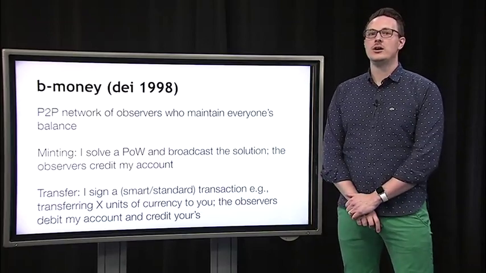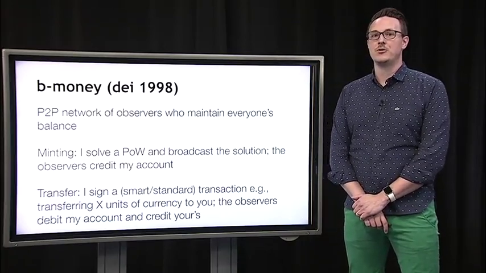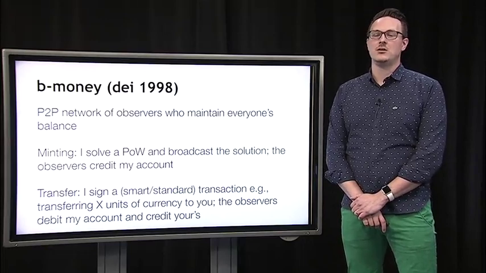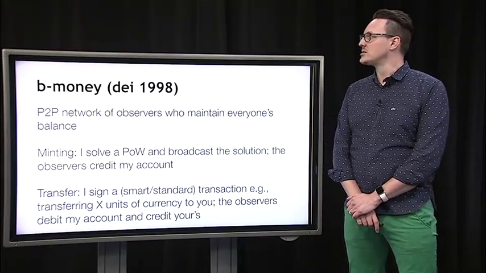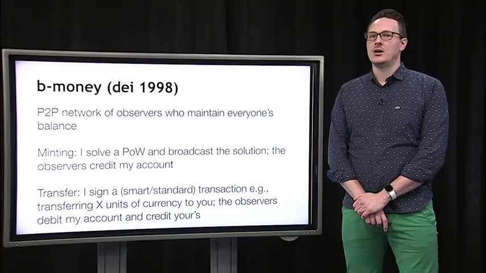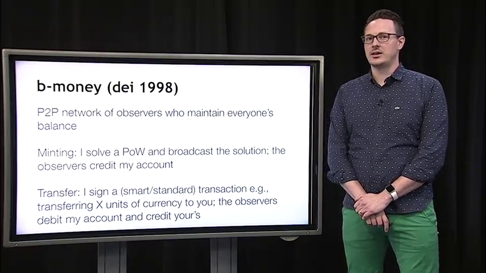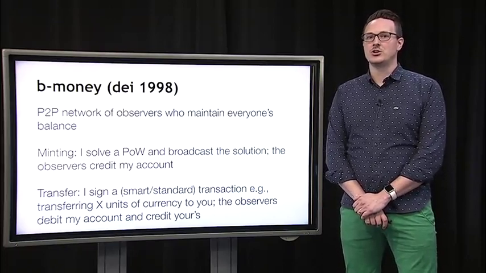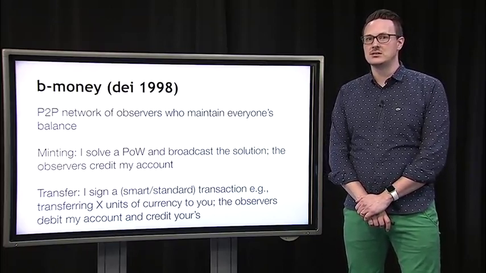Now, another proposal that looked at combining proof of work, timestamping with applications to eCash is called B-Money from Wei Dai in 1998. In this proposal, you have a peer-to-peer network, sort of like in Bitcoin, and there are observers. The point is that they all maintain a ledger, but there's no global ledger like in the blockchain. They each have their own ledger of what they think everyone's balance is.